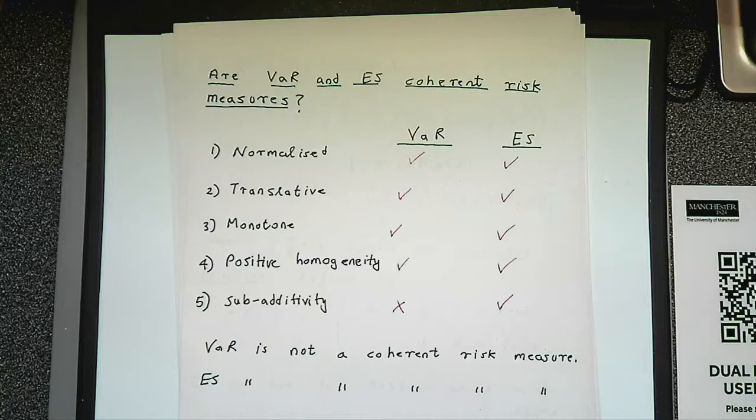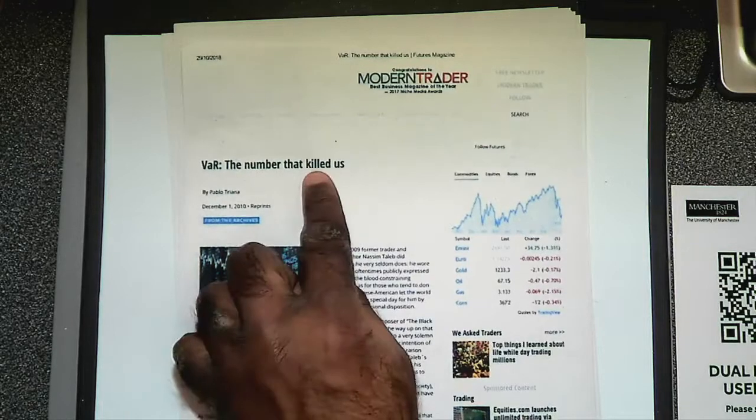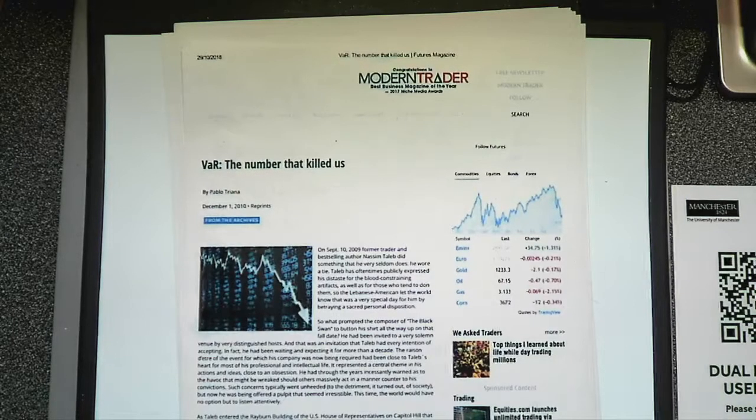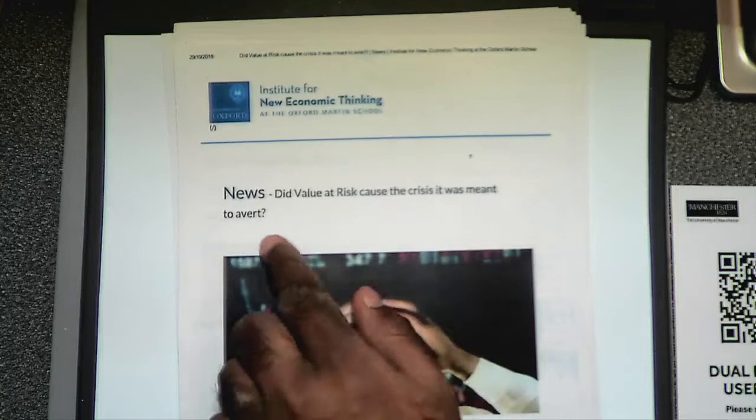So these are some articles. I talked about this in the videos. I think I showed you some of these in the video. So it says VAR, the number that killed us, saying that VAR was to blame for the financial crisis of 2008. And this is another article. Did VAR cause the crisis it meant to avert?